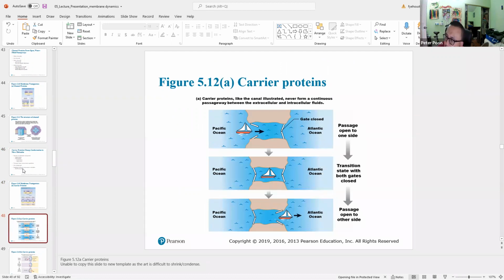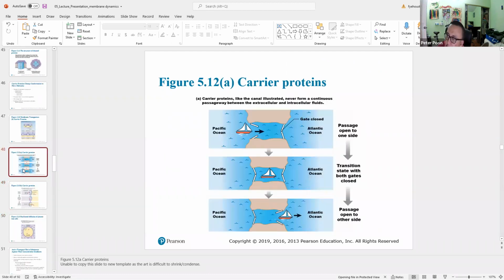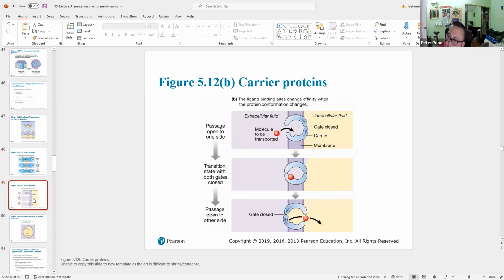So carrier proteins, this is how they work. Basically, there's two gates. There's gates on the extracellular side and intracellular side. One gate is open, the thing comes in, that gate closes, the other gate opens, and the molecule moves through, and then that gate closes again, and that gate opens again. And so it forces the ions to move in one direction. So you can see that here.